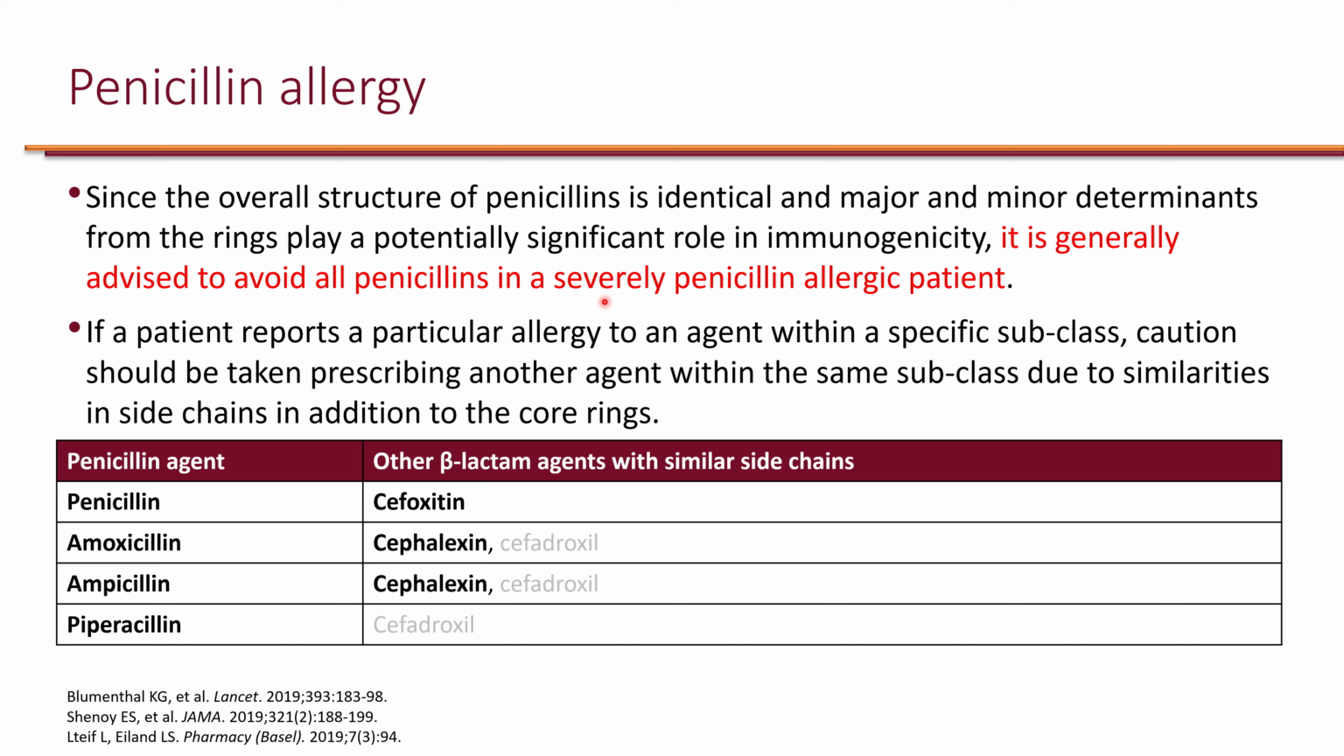Now, when it comes to cross-reactivity, we can think of similar side chains. Penicillin itself, for example, has a side chain that's similar to cefoxitin. So if someone had a non-severe reaction to penicillin, like a rash, they're more likely to also have a similar reaction to cefoxitin. For amoxicillin and ampicillin, their side chain is similar to cephalexin. So if someone had a non-severe reaction to one of these, they're more likely to have a similar reaction to cephalexin.